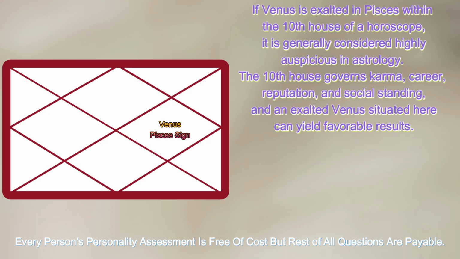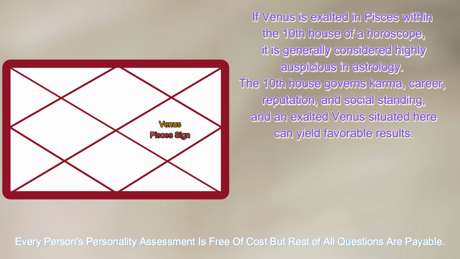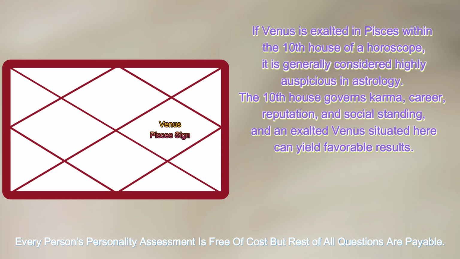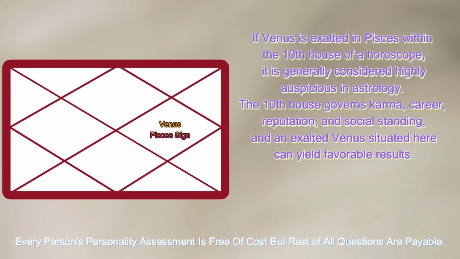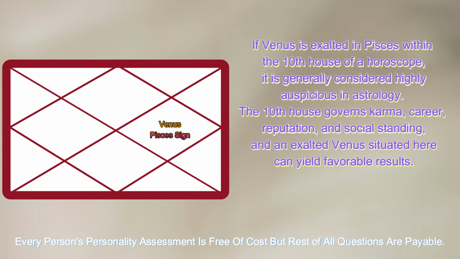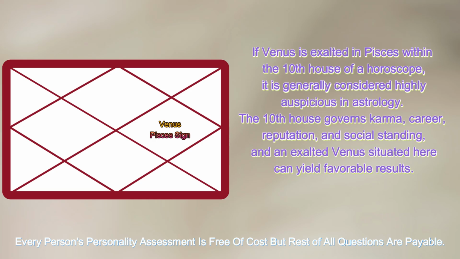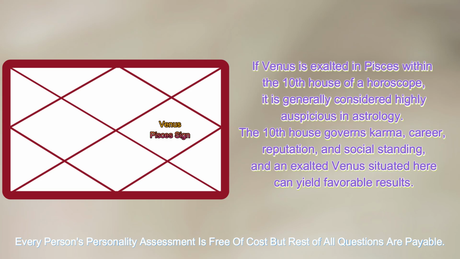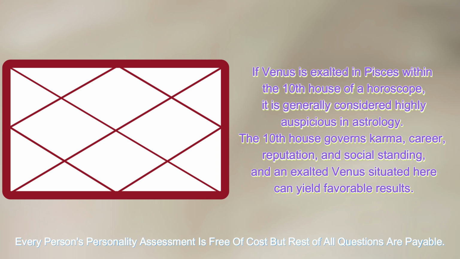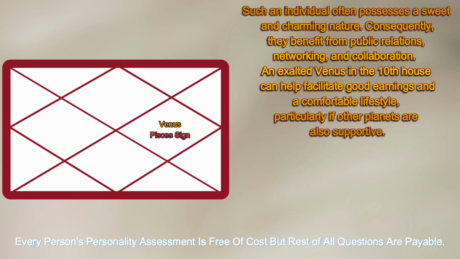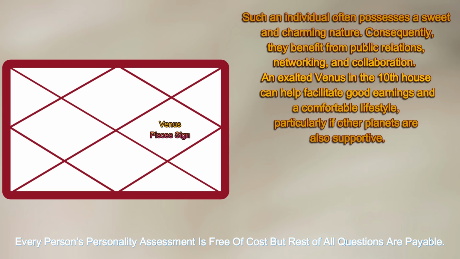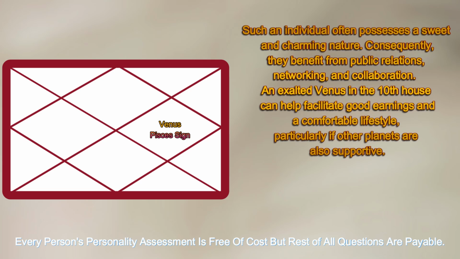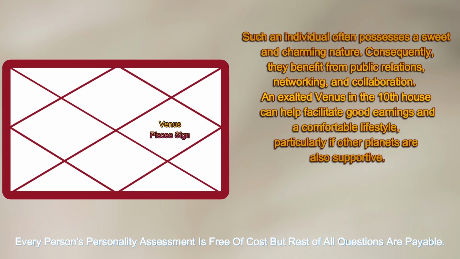If Venus is exalted in Pisces within the 10th house of a horoscope, it is generally considered highly auspicious in astrology. The 10th house governs karma, career, reputation, and social standing, and an exalted Venus situated here can yield favorable results. Such an individual often possesses a sweet and charming nature. Consequently, they benefit from public relations, networking, and collaboration.